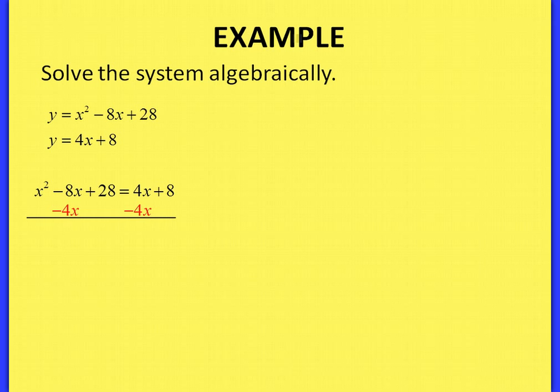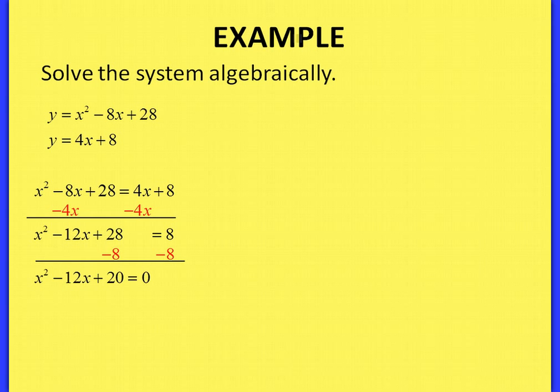That's going to give us x squared minus 12x plus 28 on the left side. And over on the right side, we'd be left with the 8 there. And of course, we have to get that out of the way as well, so we'll subtract 8 from both sides. And we finish out getting everything over on the left side of the equation to have x squared minus 12x plus 20 equals 0. Now that's our quadratic equation. It's set up and ready for us to solve.